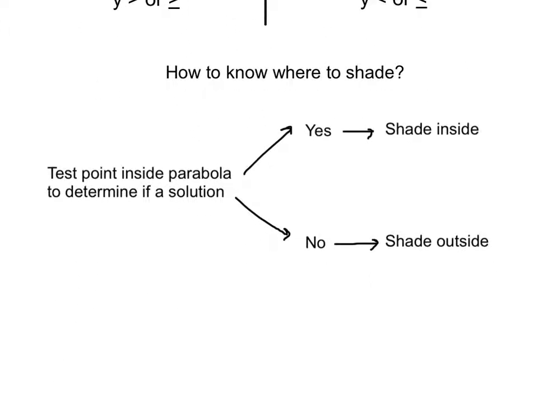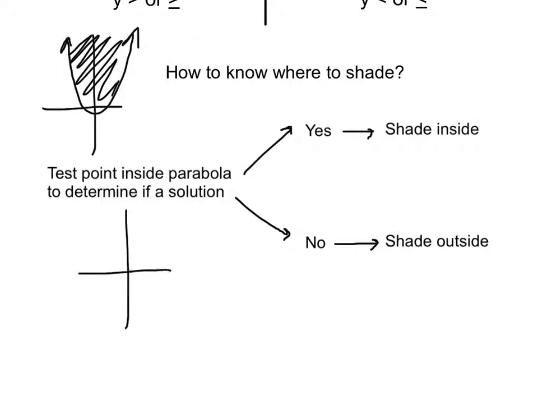So, how do I know where to shade? We will test a point inside the parabola to determine if it is a solution of the inequality. If it is, then we will shade inside. So our graph could look like this, in which we are shading the inside. If the point is not inside this parabola or is not a solution, we will graph the outside.